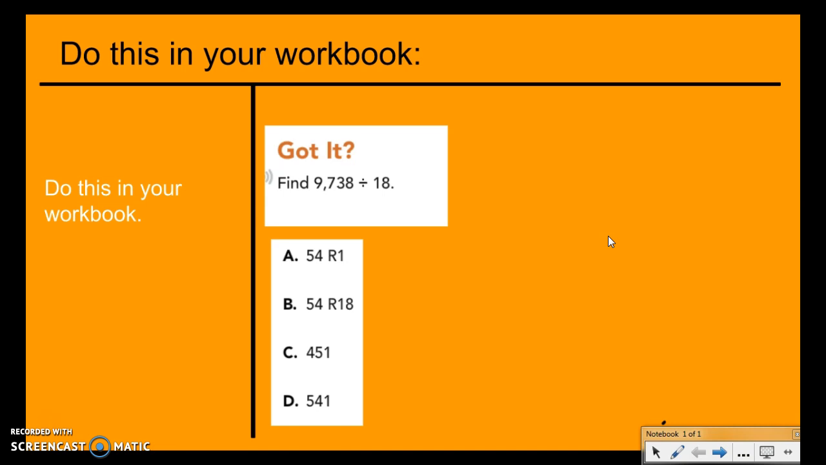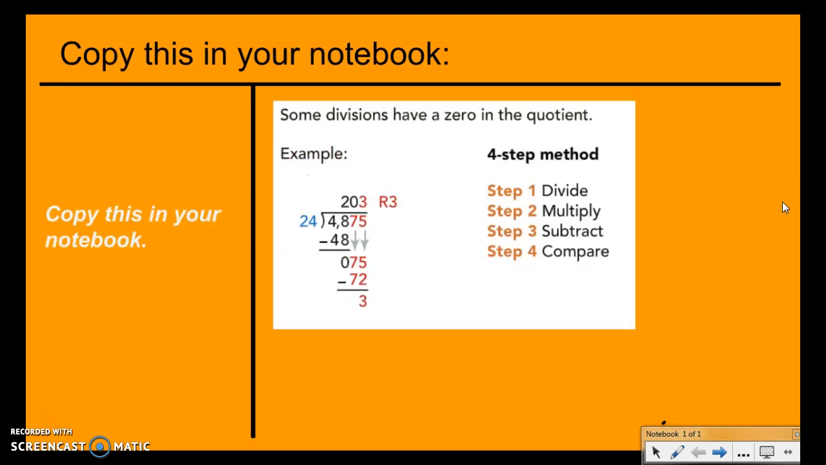All right. So you're going to solve the problem 9,738 divided by 18. Here are your answer choices. I want you to try this one on your own before you look at the solution. Go ahead and pause the video and see if you can figure it out. Okay, so for that previous one, make sure you get the teacher or an assistant to come check your work to make sure you got it correct. And let's move on.